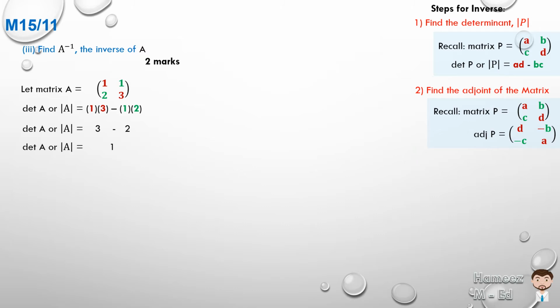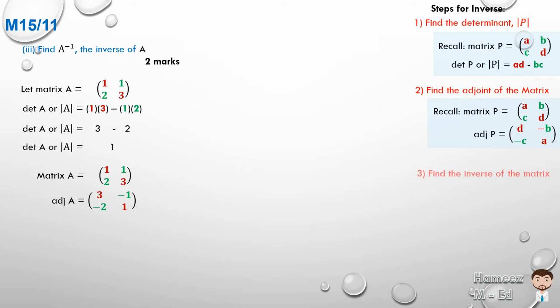So let's apply it here. Matrix A is 1, 1, 2, 3. So if we want to get the adjoint A, so this new reformed matrix, we will switch the 1 and the 3, and the green terms change their signs. So we'll get 3, minus 1, minus 2, 1.